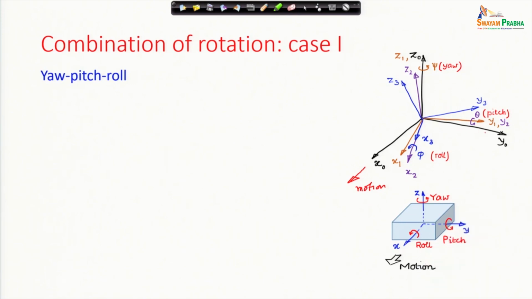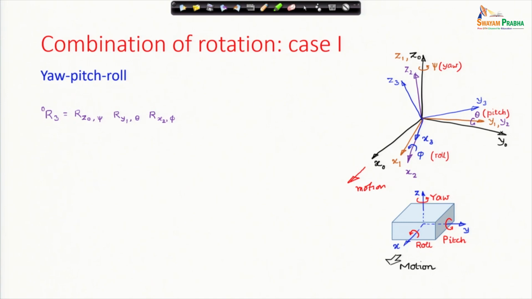We have therefore first the yaw, a rotation about z naught, and z 1 is identified. Pitch is a rotation about y 1, and y 2 is identified. Roll is a rotation about x 2, with x 3 identified. I finally get the x 3, y 3, z 3 coordinate system. And to represent the rotation of any vector from x 3, y 3, z 3 to x 0, y 0, z 0 is our target.